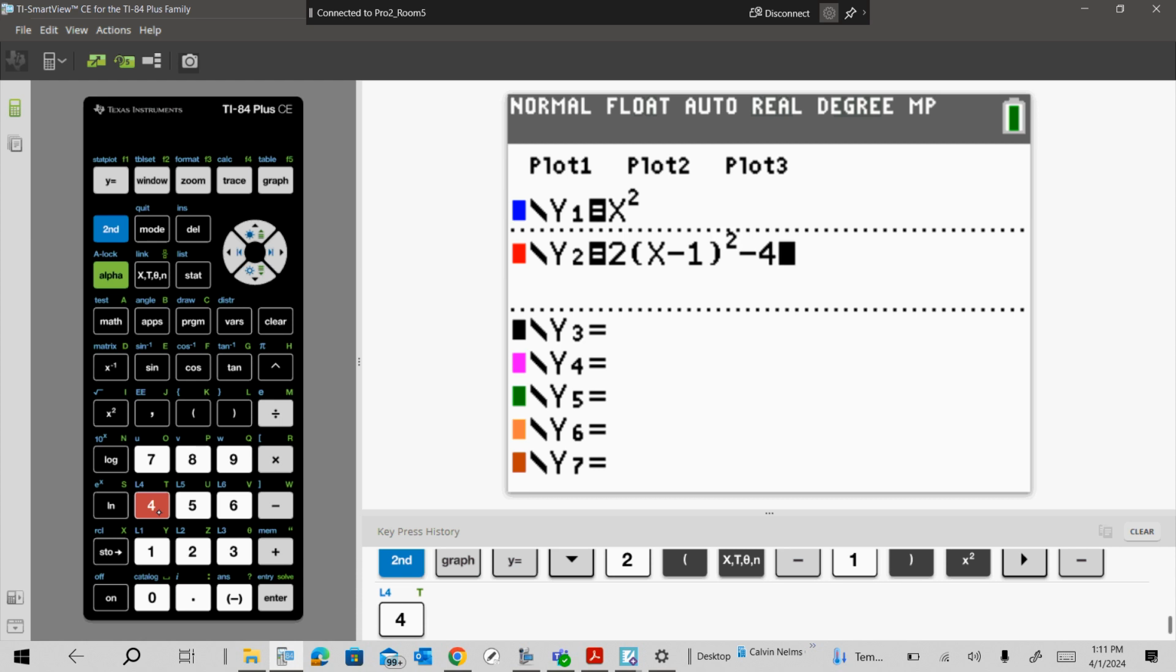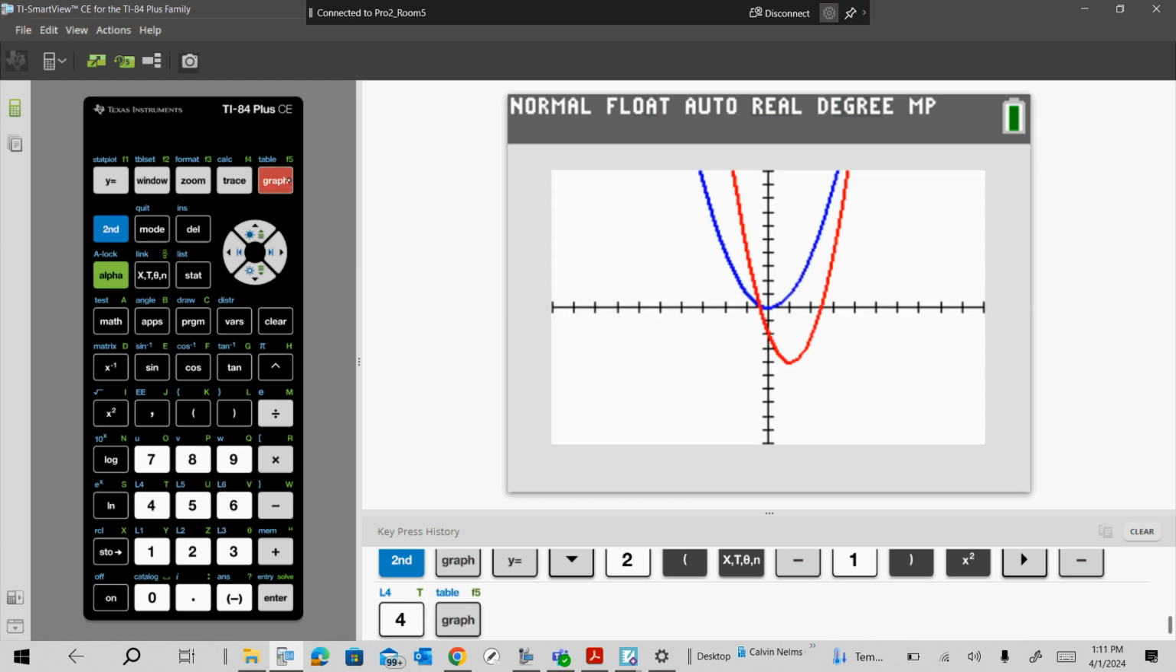Okay. And we're going to graph it. So the blue one for me is my parent. The red one is for my new equation. Comparing to the original, we know it's opening up. We know it got skinnier, right? Did it move horizontally, that's left or right? Did this equation move to the right or move to the left? Right. It went to the right.